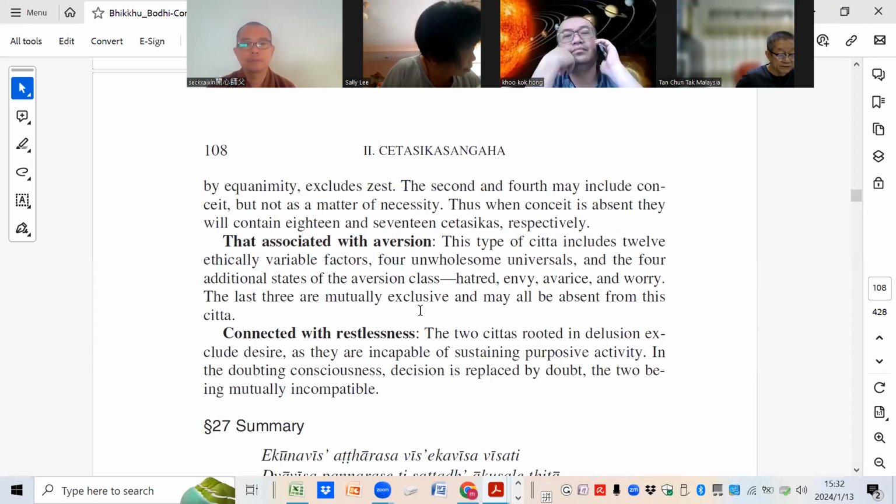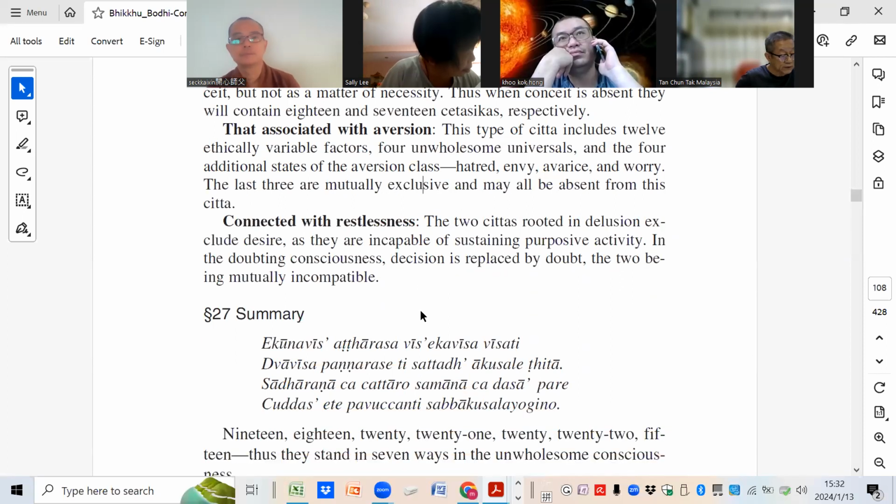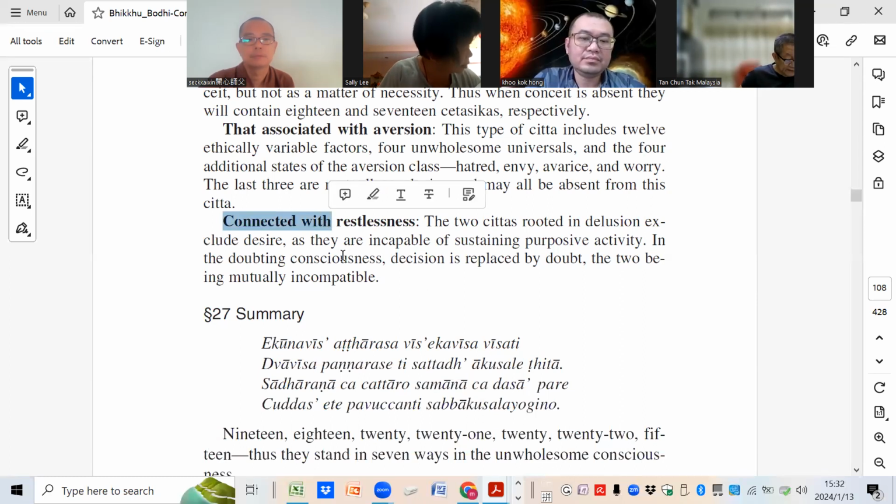That associated with aversion. These types of cittas include 12 ethically variable factors, 4 unwholesome universals, and the 4 additional states of the aversion class: hatred, envy, avarice, and worry. The last 3 are mutually exclusive and may all be absent from this citta. Connected with restlessness, the 2 cittas rooted in delusion exclude desire as they are incapable of sustaining purposive activities. In the doubting consciousness, decision is replaced by doubt. The 2 are mutually incompatible.